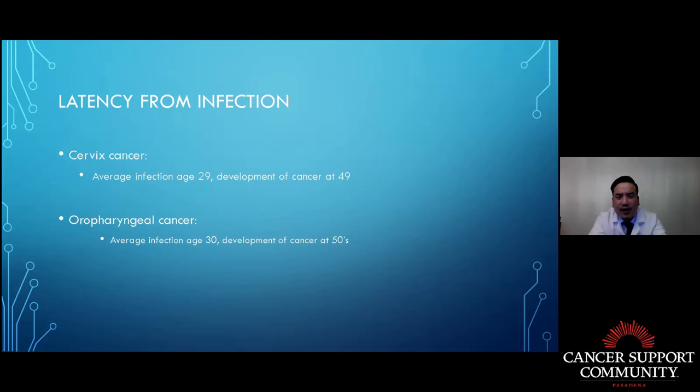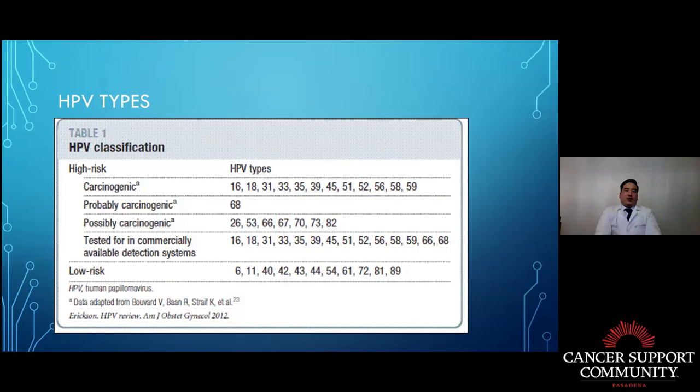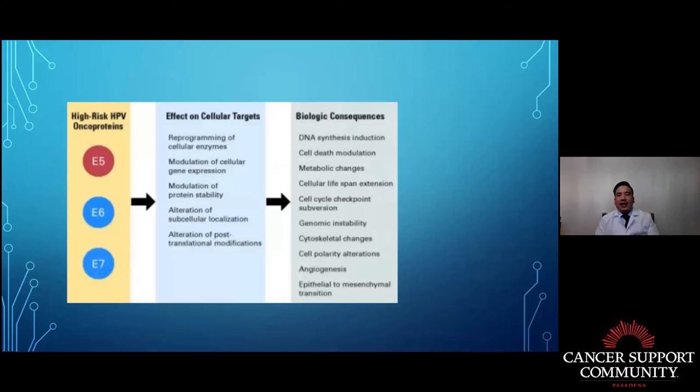So it tells us our body is probably able to clear the infection initially, but at some point, these dormant viruses wake up. With human papillomavirus, there are many, many different subtypes. There's not just one. If you look at this, 16, 18, 38, 68, there are even some low-risk ones. The ones we worry about most that cause cancer are the top ones, 16, 18, 31, 35. The main two proteins that cause cancer are the E6 and E7 proteins.